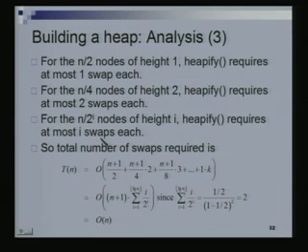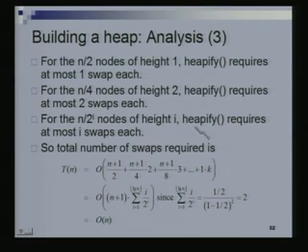So, the total number of swaps that are required, by swaps I mean the time. So, for heapify, you can count the time required in terms of the number of times you have to swap the location of 2 elements. The time required by the heapify procedure is just proportional to the number of swaps. So, we are just counting the number of swaps here.